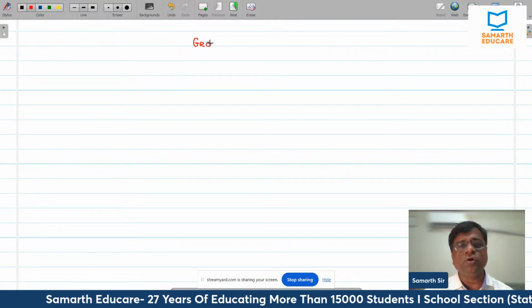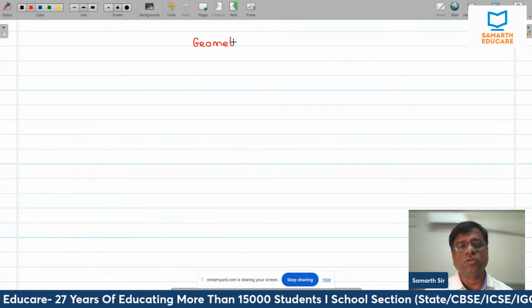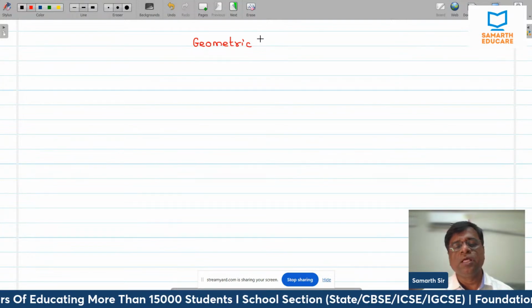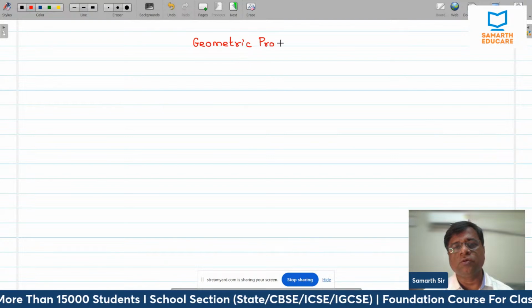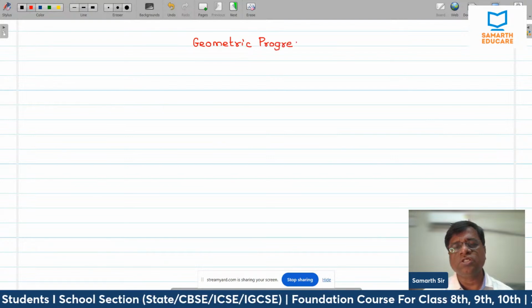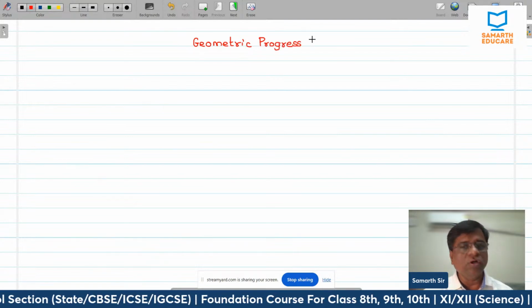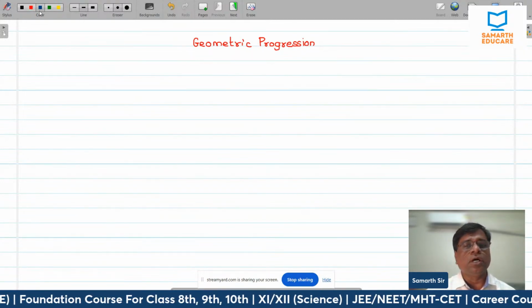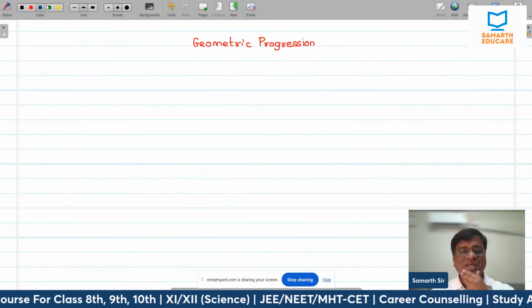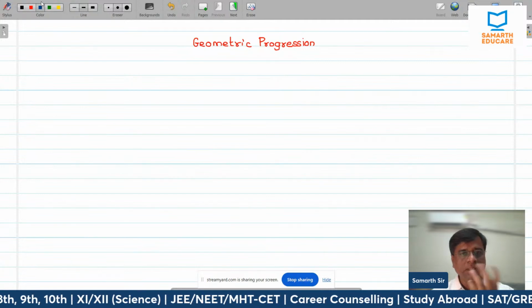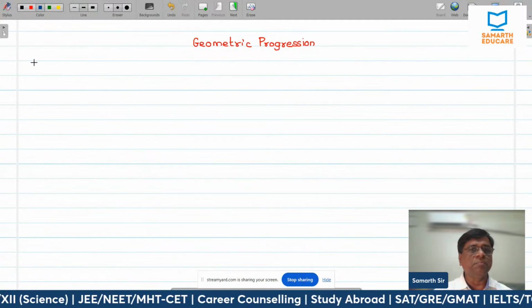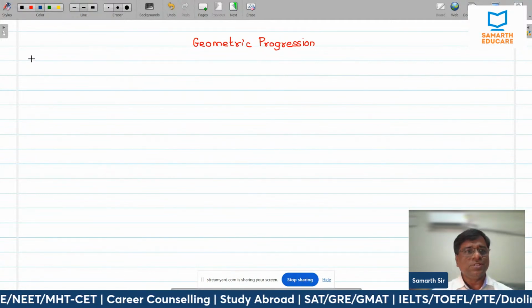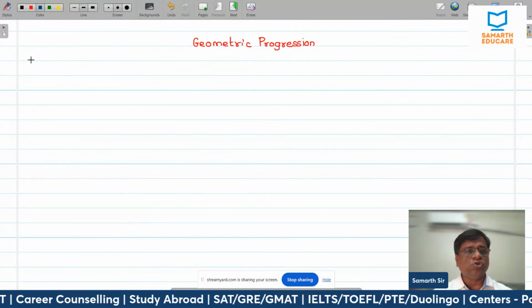So let us start with the concepts of geometric progression, just like arithmetic progression. What is a progression? A progression is a sequence which follows a particular pattern. Now there are many types of progression. One is arithmetic progression, which we completed yesterday. Now this is another type of progression, that is geometric progression.